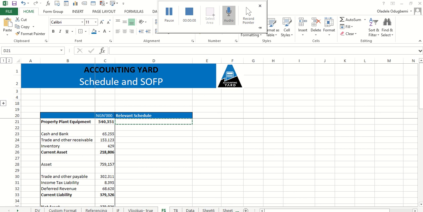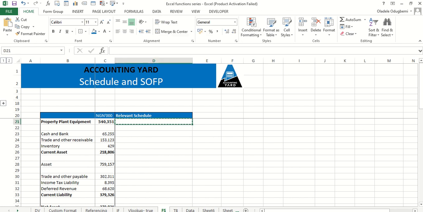Today we'll be covering schedules that support your statement of financial position. Most times during month end, we are required to prepare schedules to back balances in our balance sheet, or statement of financial position. Today we're going to walk you through not preparing them, but just listing those relevant schedules that support certain balances in the balance sheet. We're going to start with PPE.